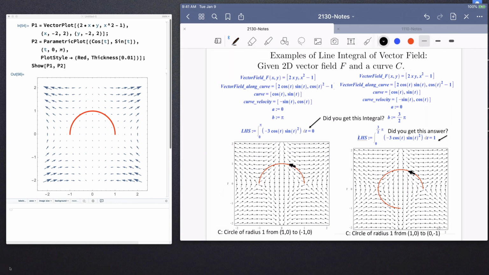Alright, in this example we look at a line integral of a vector field. Here is our particular vector field given. It's a two-dimensional vector field, and you can see it down here in the picture below. Here are all the different vectors which make up this vector field.